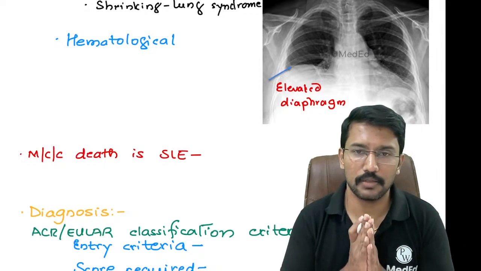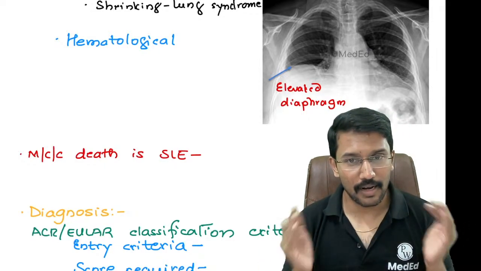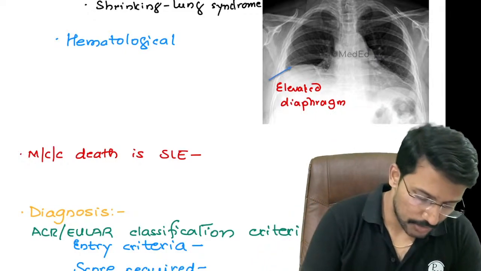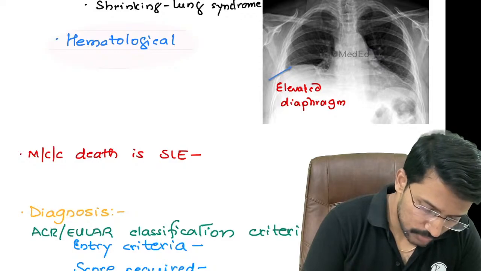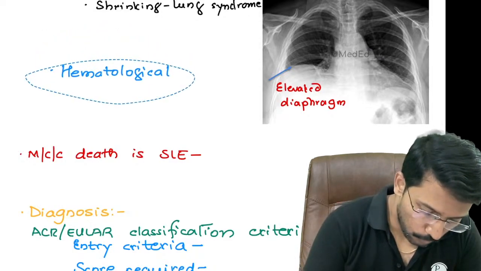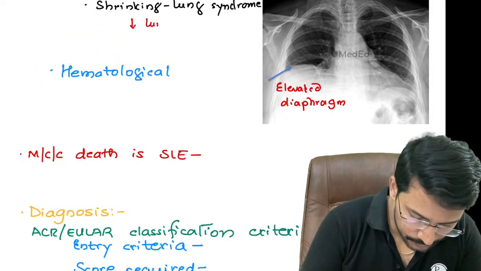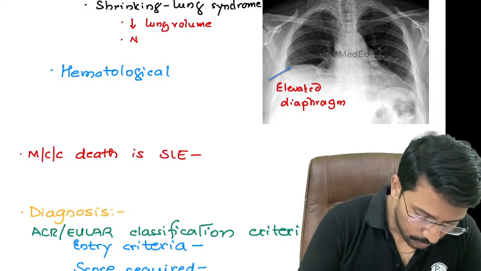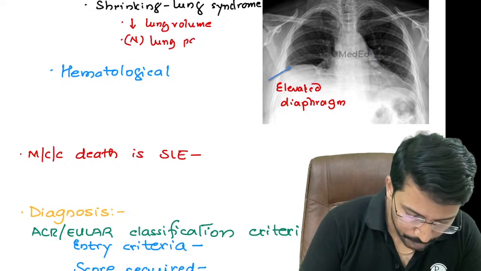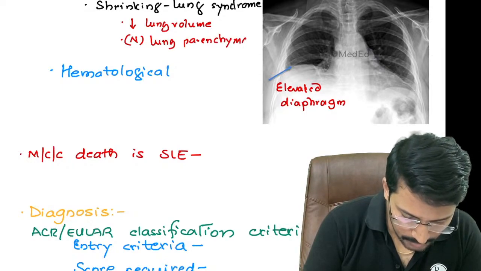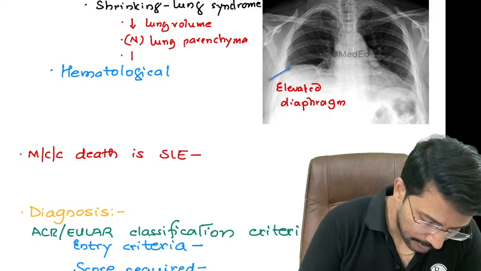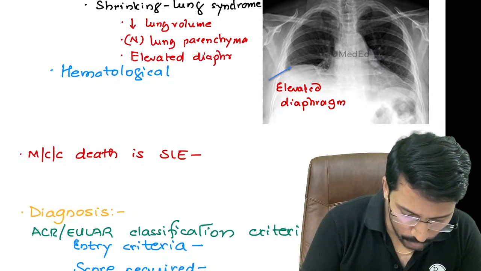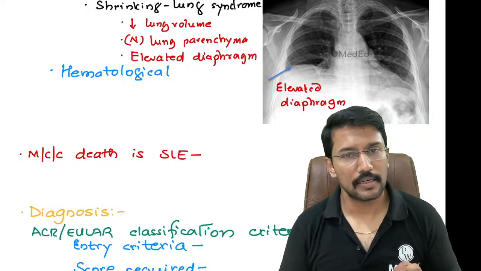What has happened in shrinking lung syndrome? Lungs are fine, the surroundings, the chest wall is fibrosed, the diaphragm is weak, right? So in shrinking lung syndrome, you have reduced lung volume, normal lung parenchyma on the chest X-ray, and elevated diaphragm. So whenever you get this picture, you're talking about a patient with shrinking lung syndrome.